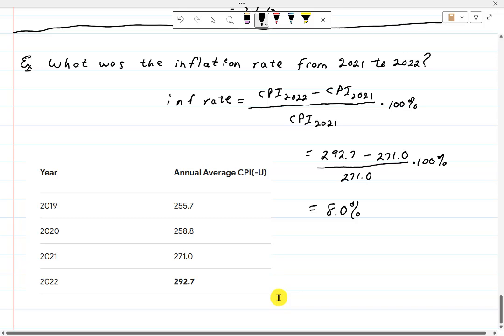And we happen to know, since we've lived through it, that that was a very high rate of inflation for the general overall economy to go up in price 8%. We saw how it happened.